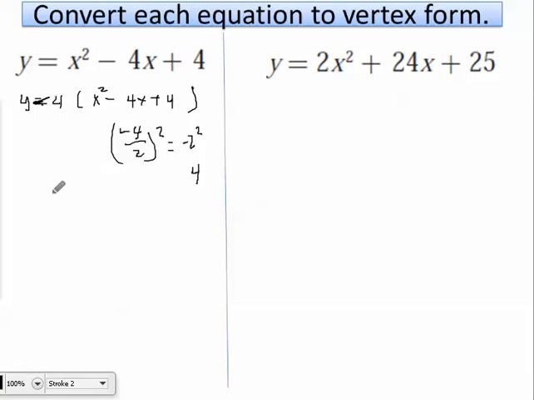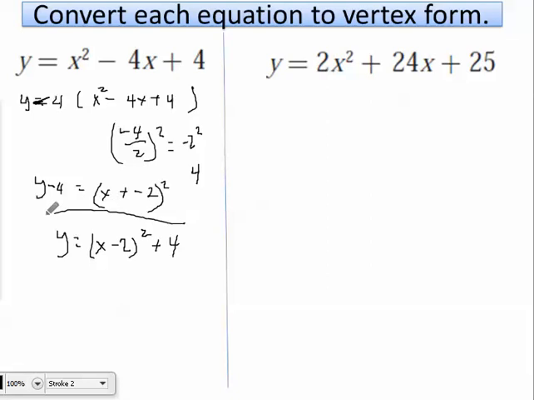And what am I going to get? I'm going to get y minus 4 is equal to x plus a negative 2 quantity squared. And I'm going to get y equals x minus 2 quantity squared plus 4. That would be vertex form.